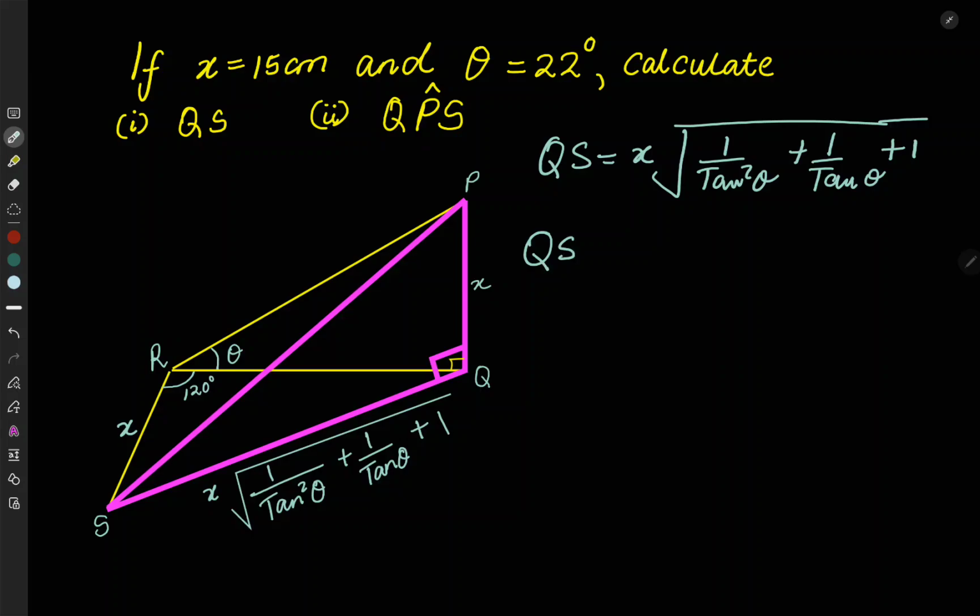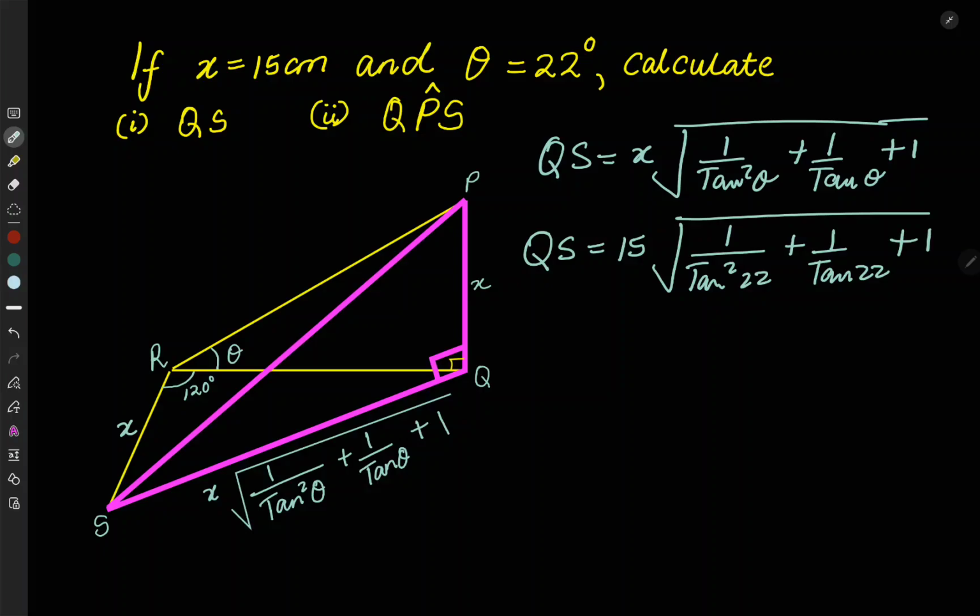So this is just a simple substitution. So you just substitute in the values of x, which is 15, then the square root of 1 divided by tan squared theta, where theta is 22 degrees, then plus 1 over tan 22, then plus 1. And then just simply punch in your calculator. Don't skip these questions. And now you can get the line QS to be equal to 46.48 centimeters. And that is how you do that one, the QS.